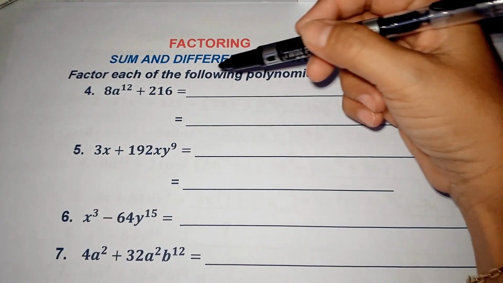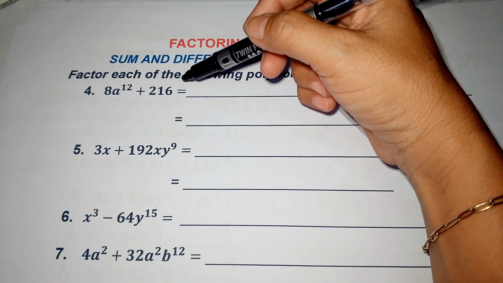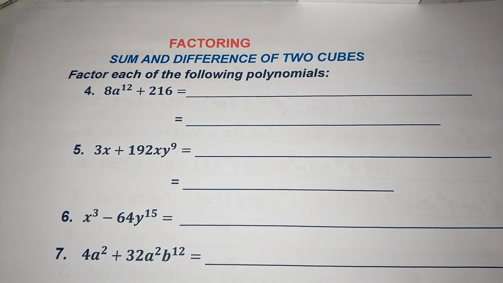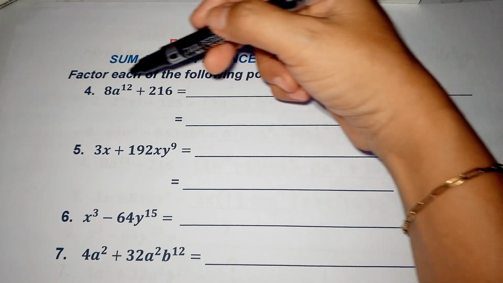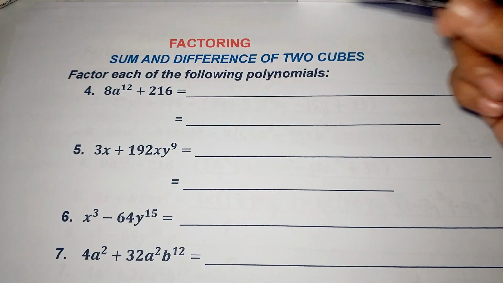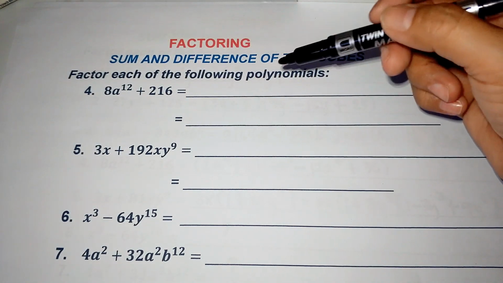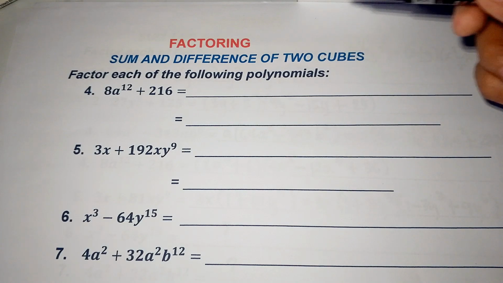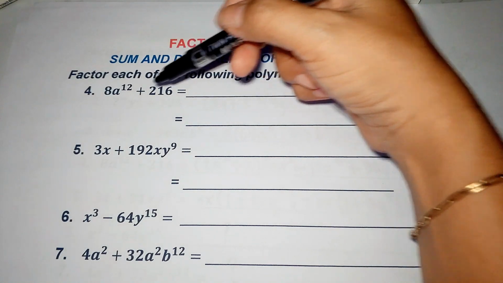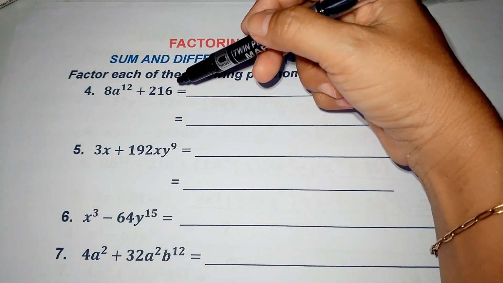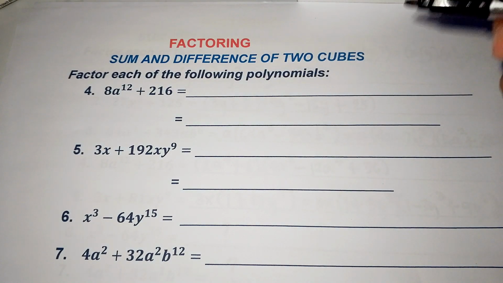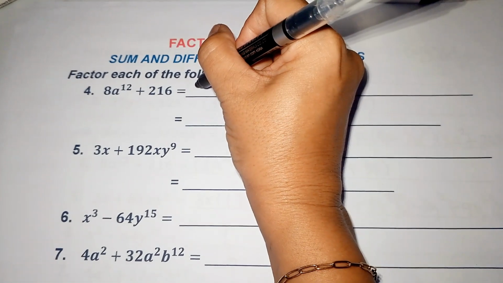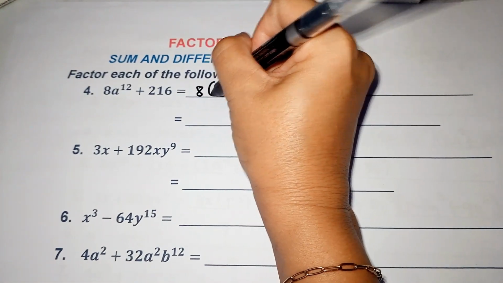Number 4, 8a raised to the 12th power plus 216. Now when the numbers are quite large, you will try to simplify first by dividing by the greatest common factor if there is. Now if we try to divide 216 by 8, the answer will be 27. And 27 is actually a cube. So let's proceed to divide. So we will divide or factor out 8.